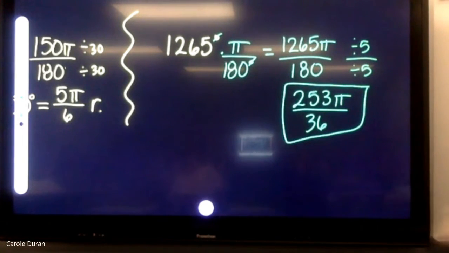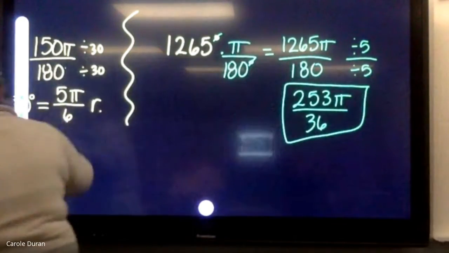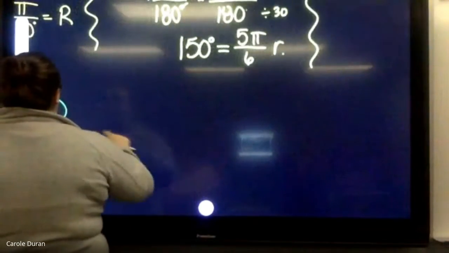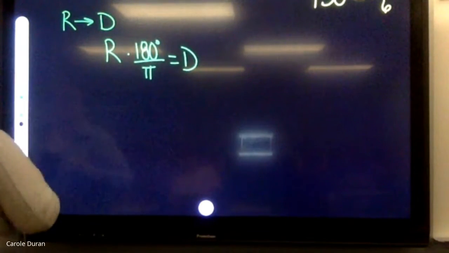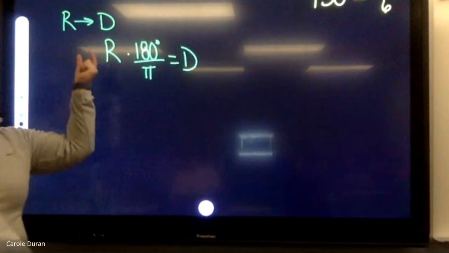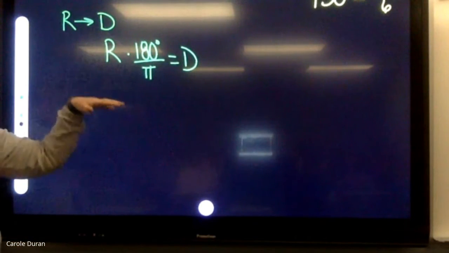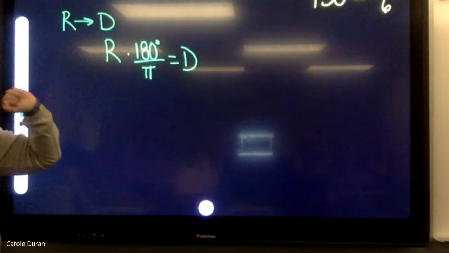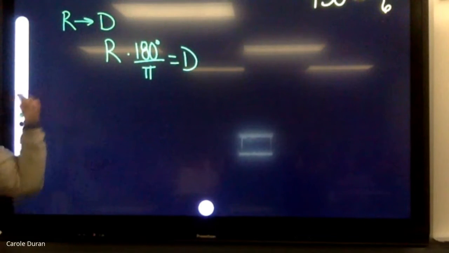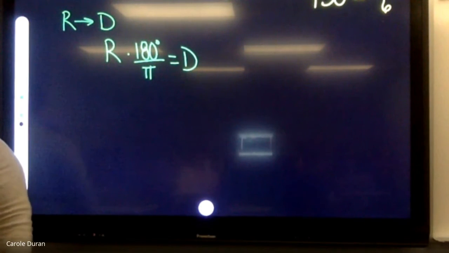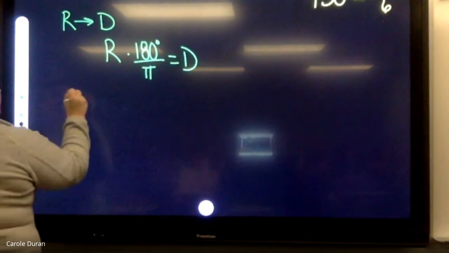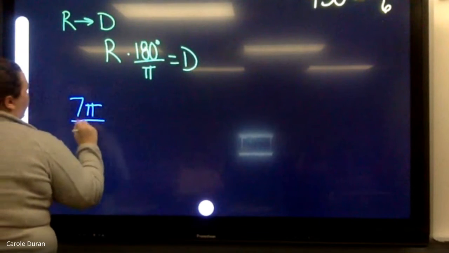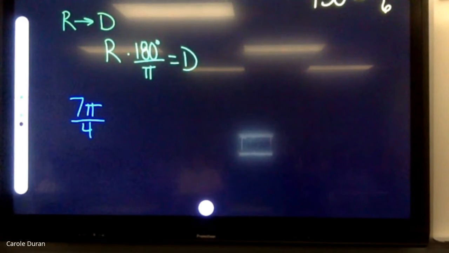So let's go the other direction. Let's say that I was given a radian measure and wanted to convert it into degrees. Here's my conversion. I take my radians and I multiply by 180 over pi, ensuring that my radian unit would cancel out and I'm just left with whatever my degree is. Let's do an actual example of this. Let's say that I have 7 pi over 4 radians, and I wanted to convert that into degrees.